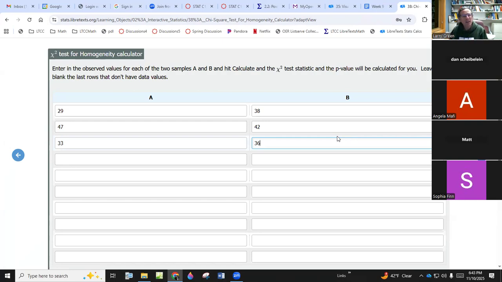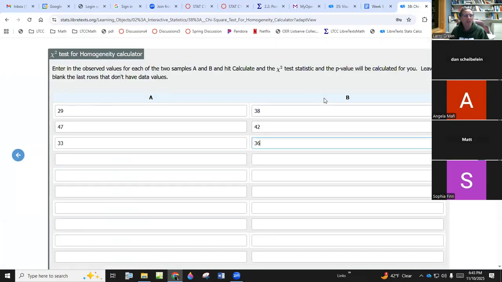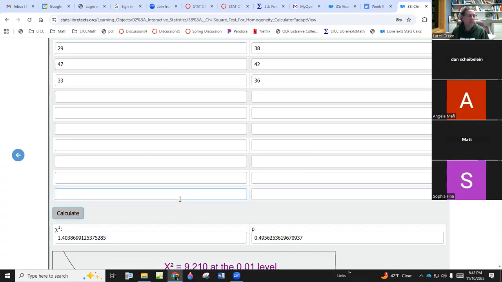Just to let you know, notice here these are columns, whereas in the original question they were rows. The important thing is you understand what's going on. The male, female are the rows, but A and B are columns. The reason is just to make it fit on the screen better, because sometimes you can have a bunch of numbers for A and a bunch of numbers for B, so rows don't necessarily work as well. And hit calculate.